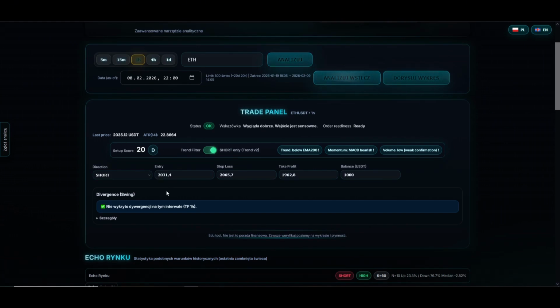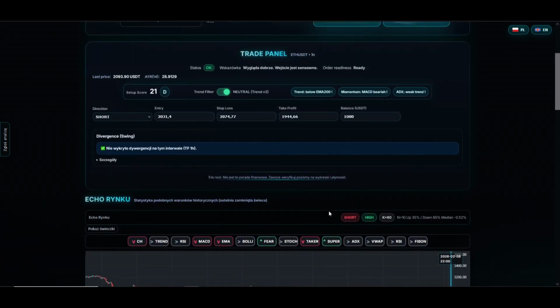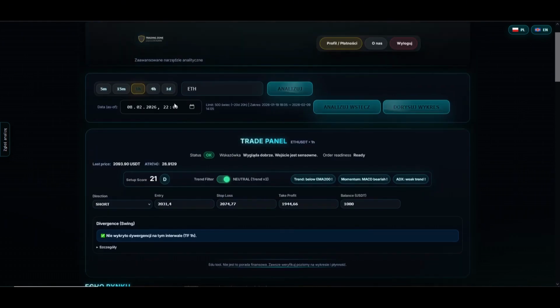Today I want to present the newest feature here, which is the divergency wing. So we already had it here. We had a high here, which means our indicators are diverging. So we have a neutral, but the market echo is already showing short. We need to increase our vigilance, so to speak. Let's see what happened at 11 o'clock p.m.